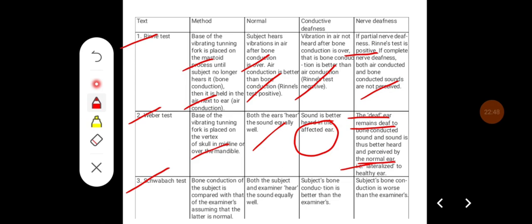Schwabach's test is done by bone conduction. It determines the bone conduction of the subject compared with that of the examiner, assuming that the latter is normal. Normally, both the subject and examiner hear the sound waves equally. In conductive deafness, the subject's bone conduction is better than that of the examiner, and in nerve deafness, the subject's bone conduction is worse than that of the examiner.